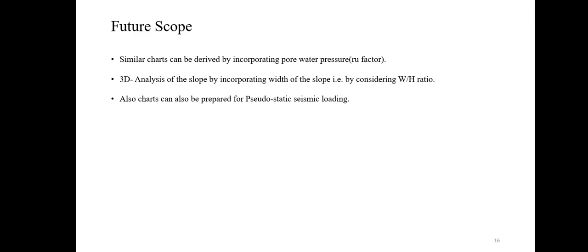Thus, these charts prove to be very handy for preliminary analysis, which can help for the detailed analysis in further stages, and in many cases can act as one of the methods for understanding remedial measures, and also to check the values obtained from computer aided programs.